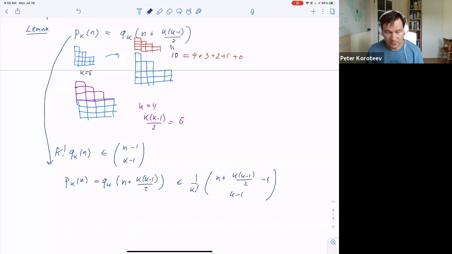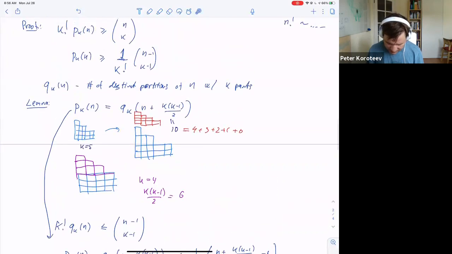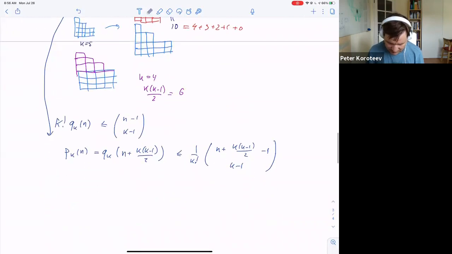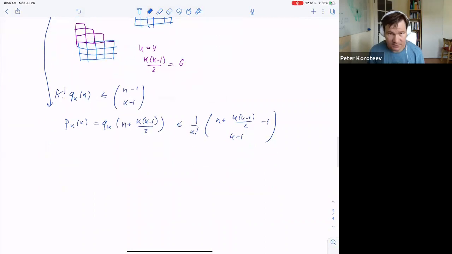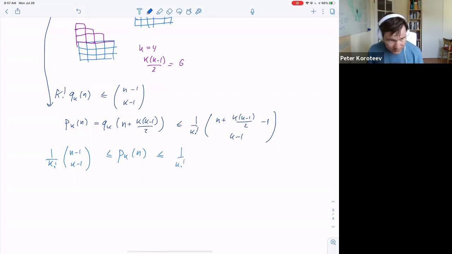And now we need to combine this inequality with this inequality here. So we know that this value is squeezed between. So we know that p_k of n is greater or equal than 1 over k factorial n minus 1 choose k minus 1, and it's greater or equal than this thing, which you can write as 1 over k factorial n plus (k minus 1) over 2 minus 1 choose k minus 1.